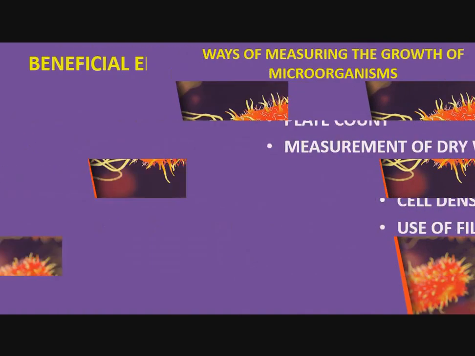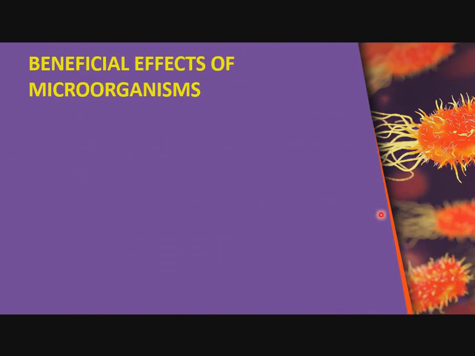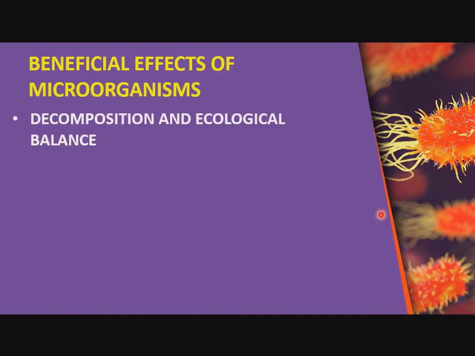Now let's look at the beneficial effects of microorganisms. What are their beneficial effects? One, we have decomposition and ecological balance. We know that most of these microorganisms play a role in the decomposition of organic matter. They break down complex organic matter into simpler forms to add nutrients to the soil, and even something like nitrifying bacteria breaks ammonia into nitrate. So these are the organisms that play a role in decomposition and ecological balance.